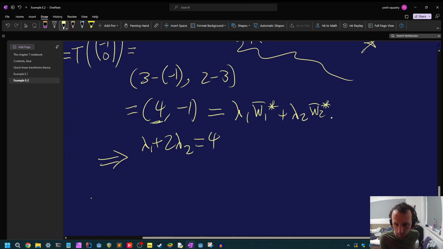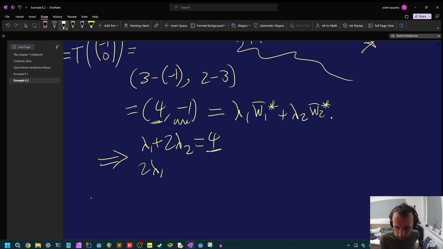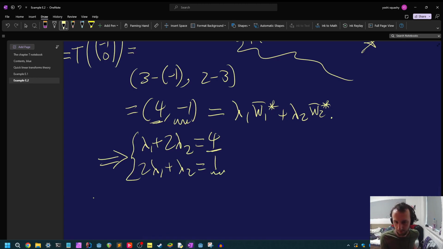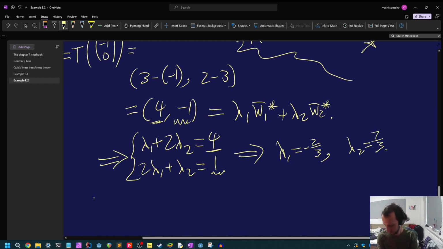You just look at the number here. Maybe we'll do squiggly underline for that. And this is 2 lambda 1 plus 1 of lambda 2 equals 1 from above. And then shove it into a calculator. It's 4, 1. Get lambda 1 equals minus 2/3. That doesn't look right to me. Maybe it is right. I'll check it with my other notes. That can't be right, that looks not right at all.